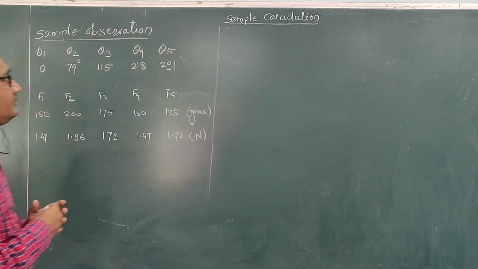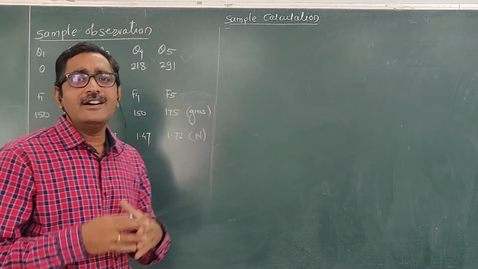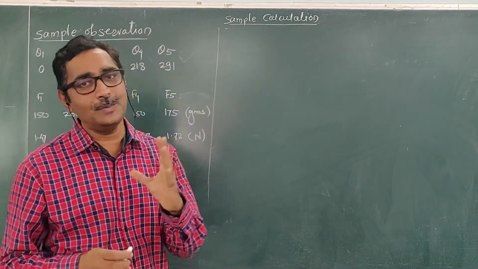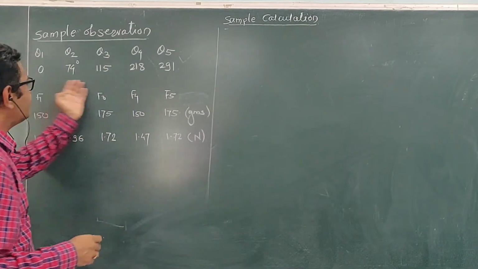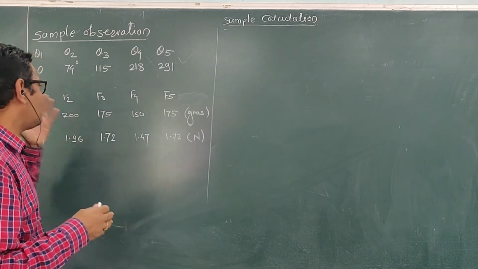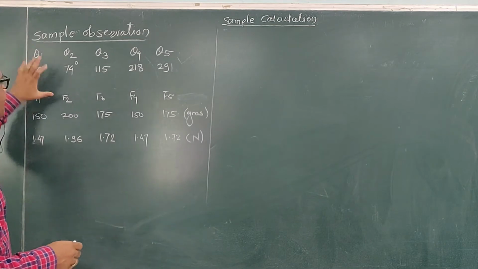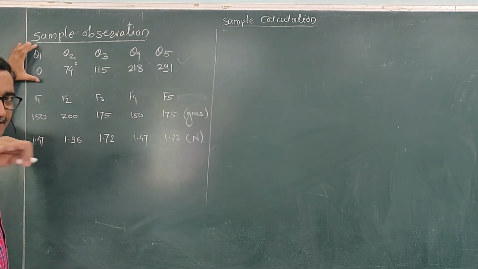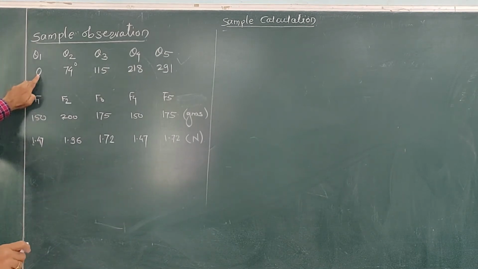Now, I already told you that in this experiment we have to create a concurrent force system which consists of 5 forces, and that force system should be in equilibrium. So we have taken some readings here, and this is the sample calculation for a particular reading of a particular force system which is in equilibrium. Theta 1 is the inclination of the first force F1 with respect to the reference line on that force table. So the first force is inclined at an angle of 0 degrees.